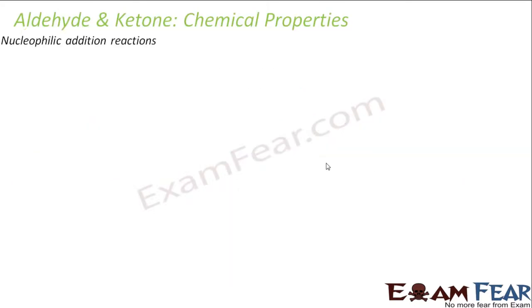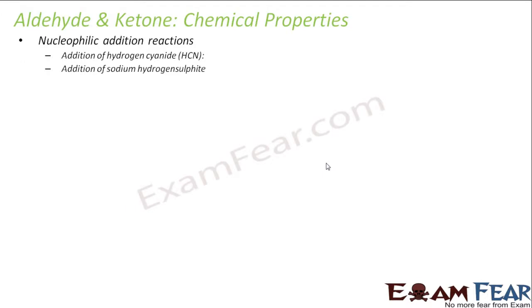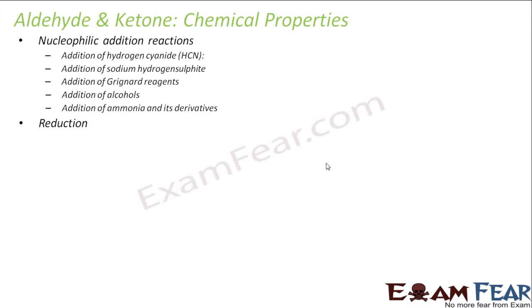So for the chemical properties of aldehydes and ketones, we'll talk about the nucleophilic addition reaction. In that, we'll talk about the addition of hydrogen cyanide, addition of sodium hydrogen sulfide, the addition of Grignard reagent, the addition of alcohols, addition of ammonia and its derivatives. We'll talk about reduction. In reduction, we'll talk about reduction to alcohols, reduction to hydrocarbons.